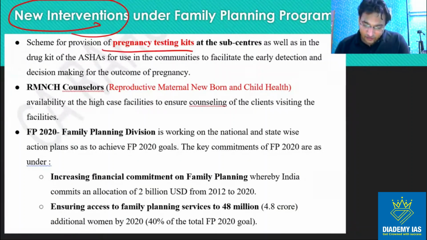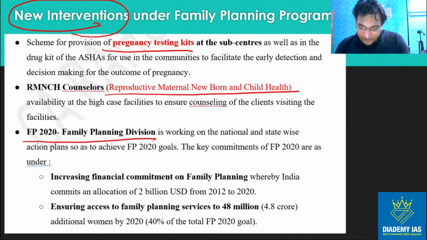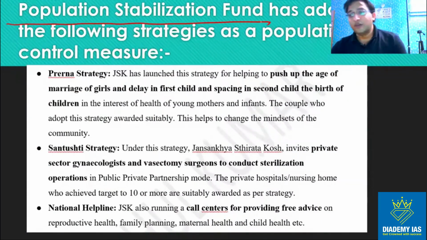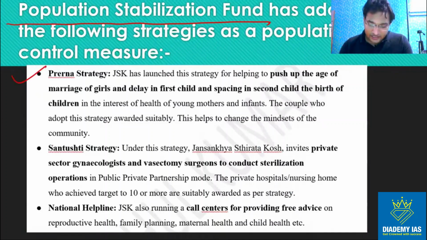Pregnancy test kits, reproductive maternal newborn child health care, family planning division. It is working for increasing the financials to the program and increasing the access to the program. Then we have one population stabilization fund. This population stabilization fund is part of the national population policy only. In this fund we have 3 strategies: one Prerna strategy, Sanskruti strategy and national helpline.